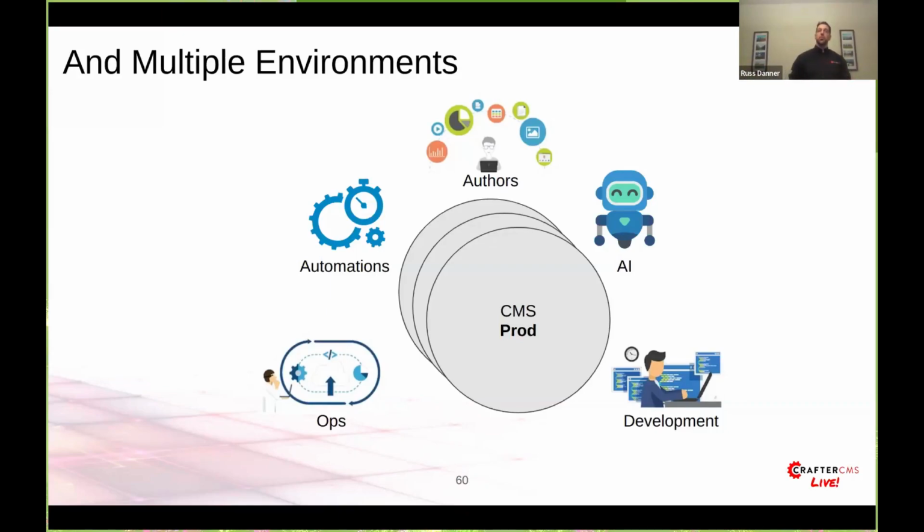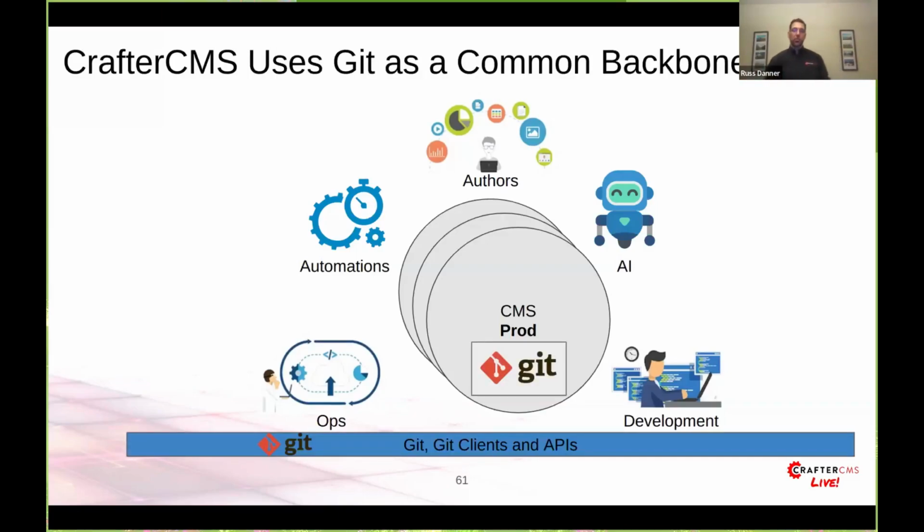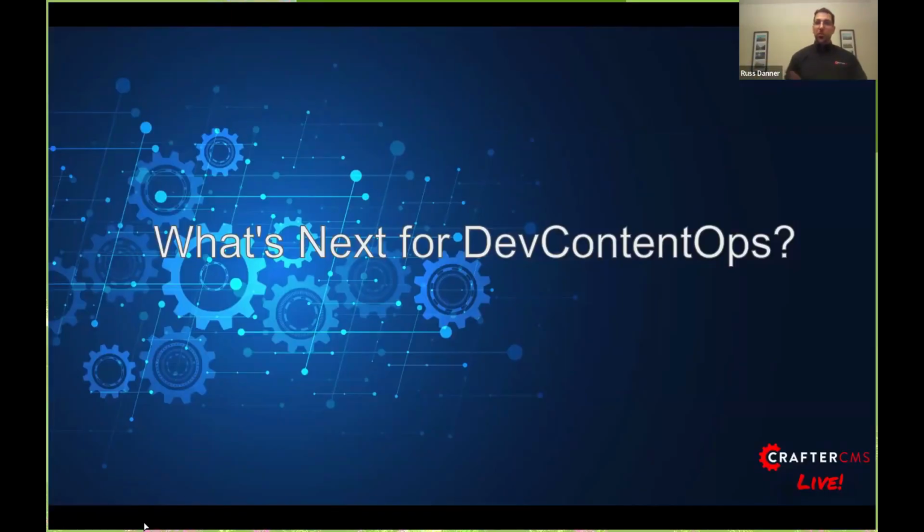And we want to be able to bring all of these different constituents and these environments together in a nice, seamless, and frictionless way. And the way that we do that at Crafter is through Git. Git is our backbone, and it allows each of these constituents to interact with the CMS in a seamless way using tools that they are familiar with and comfortable with in order to collaborate. So what are we doing next in the area of dev content ops?